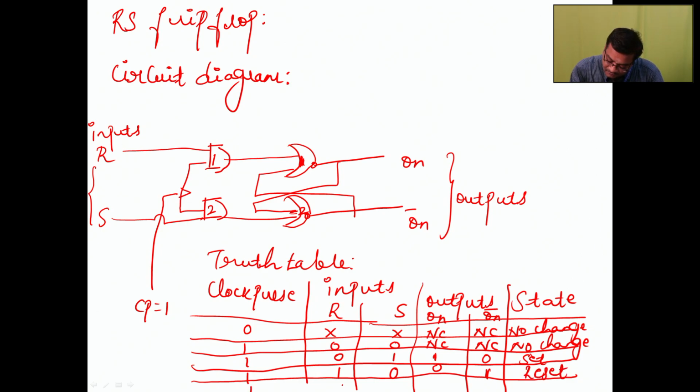When the clock pulse is 1 and we give the two inputs 1 1, that is nothing but an indeterminate condition. We can't define that; it is an undefined condition.